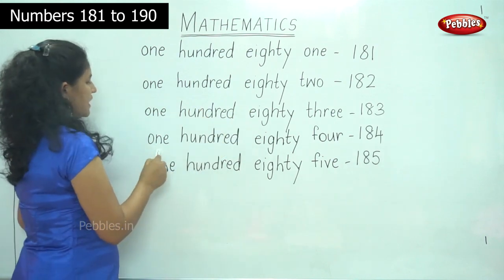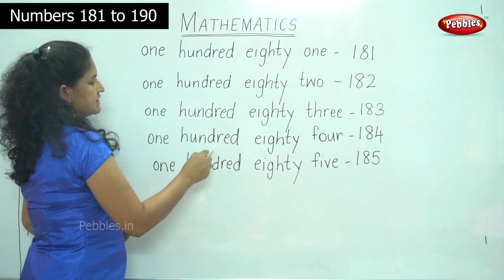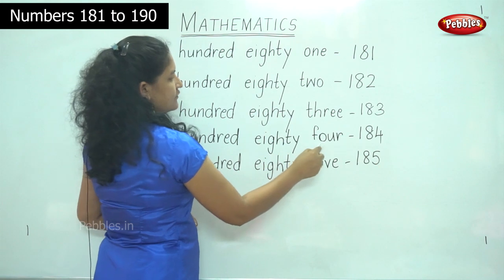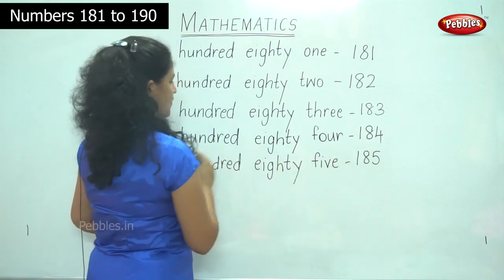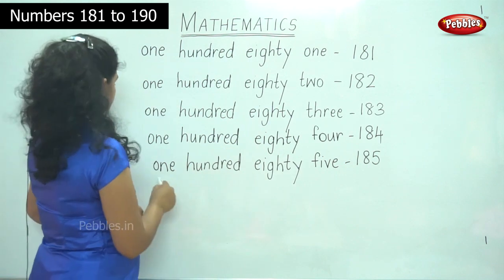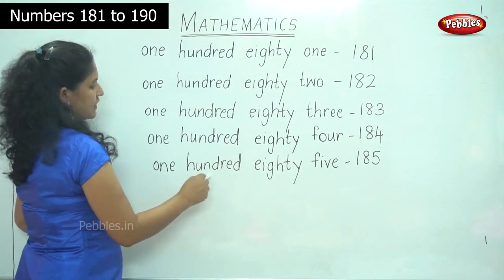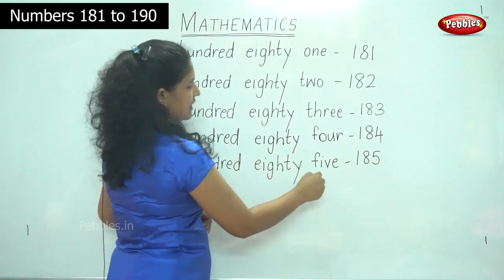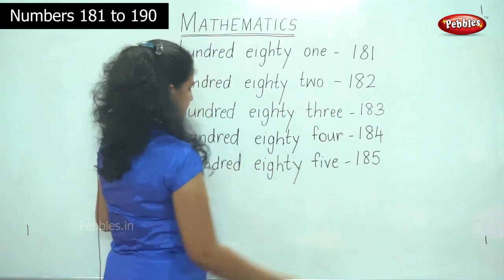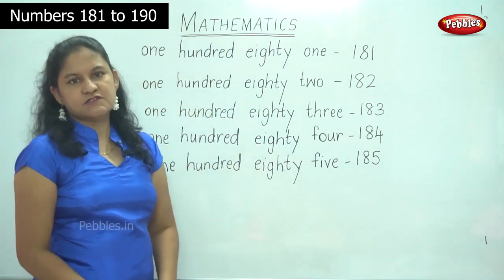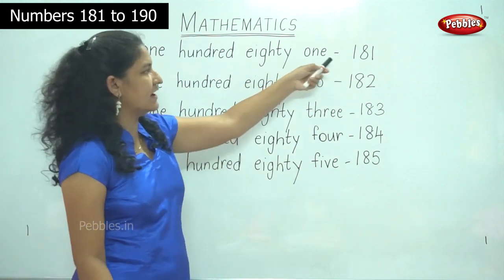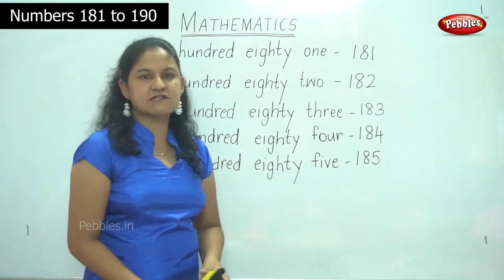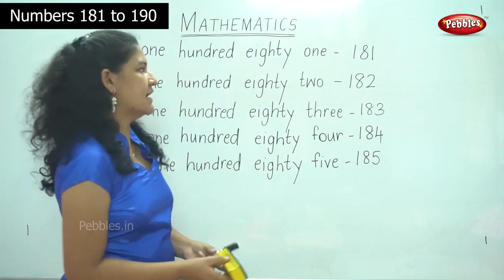183. 100, 80, F-O-U-R, 4. 184. 100, 80, F-I-V-E, 5. 185. So these are the number names for the numbers 181 to 185. Next we will move on to the next 5 numbers, that is 186 to 190.